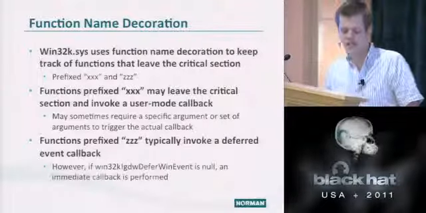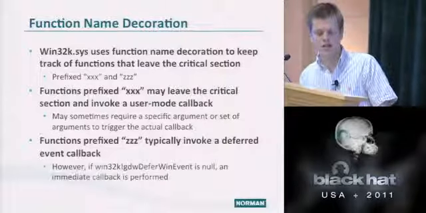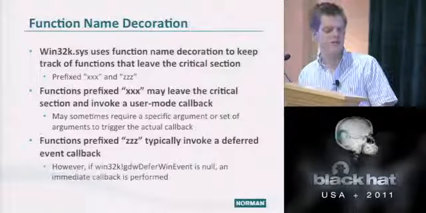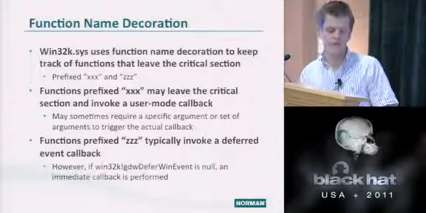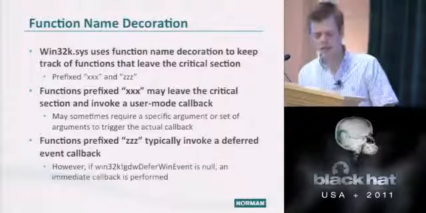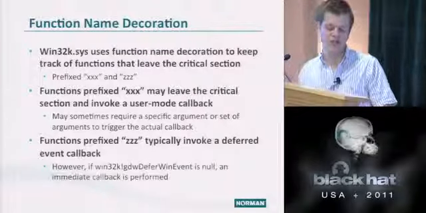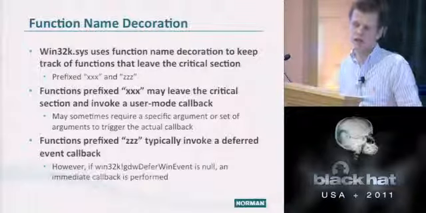Functions prefixed ZZZ will typically invoke a deferred event callback, and this is usually not a problem, except it relies on this global value, GDV or GDW, deferred win event, to be something other than null. If it's null, it will also invoke a callback that's immediate.